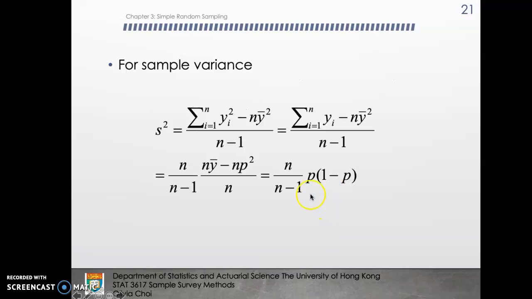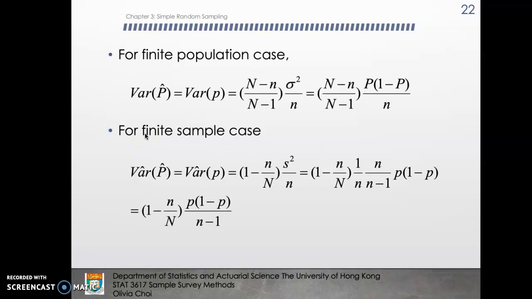For sample variance, sy square, again, this is a sample, so we divide by our sample size n minus 1. Similarly, we have the summation of yi minus n y bar squared divided by n minus 1. Now we take out the n, and then we have n divided by n minus 1, p times 1 minus p, as the estimate of the variance of our populations, or our samples.